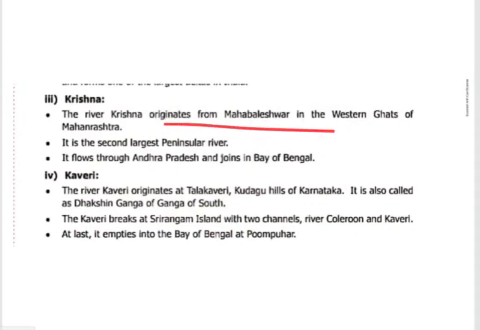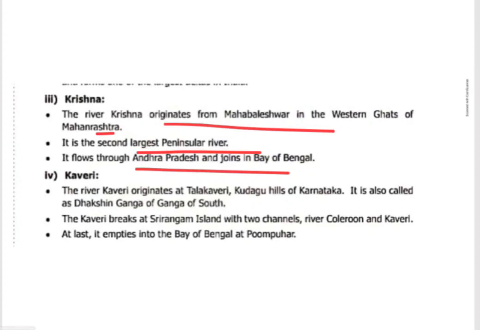Yes, from Mahabaleshwar in the Western Ghats, in the Maharashtra region. It's the second largest peninsular river. The first largest river, Godavari, I just told you. The second largest peninsular river, Krishna, flows through Andhra Pradesh. Finally, it mixes with the Bay of Bengal.